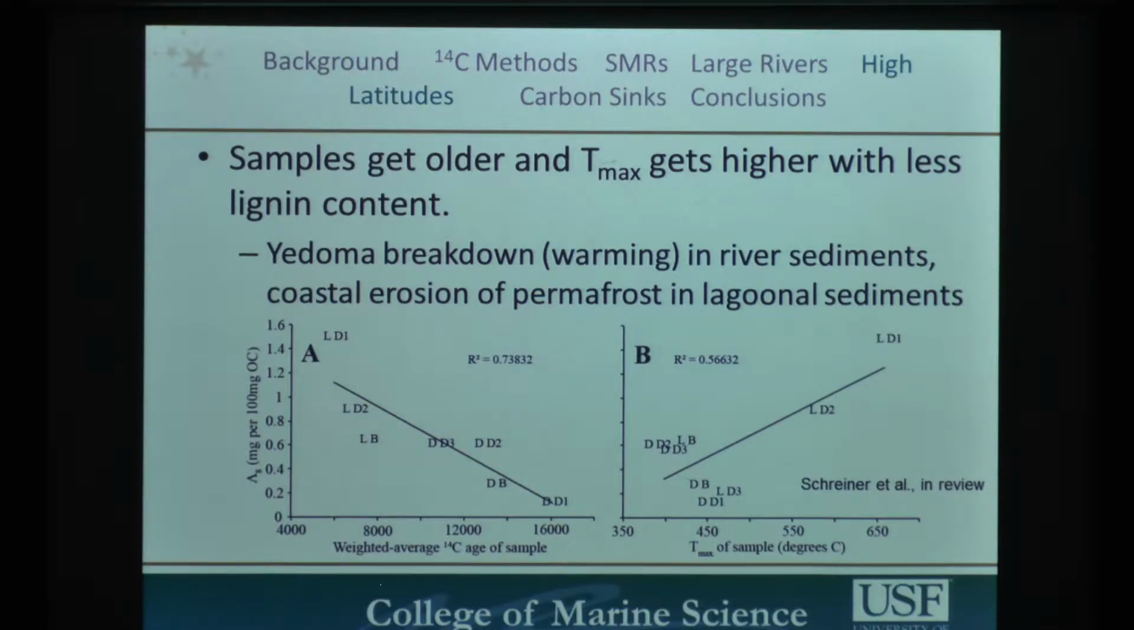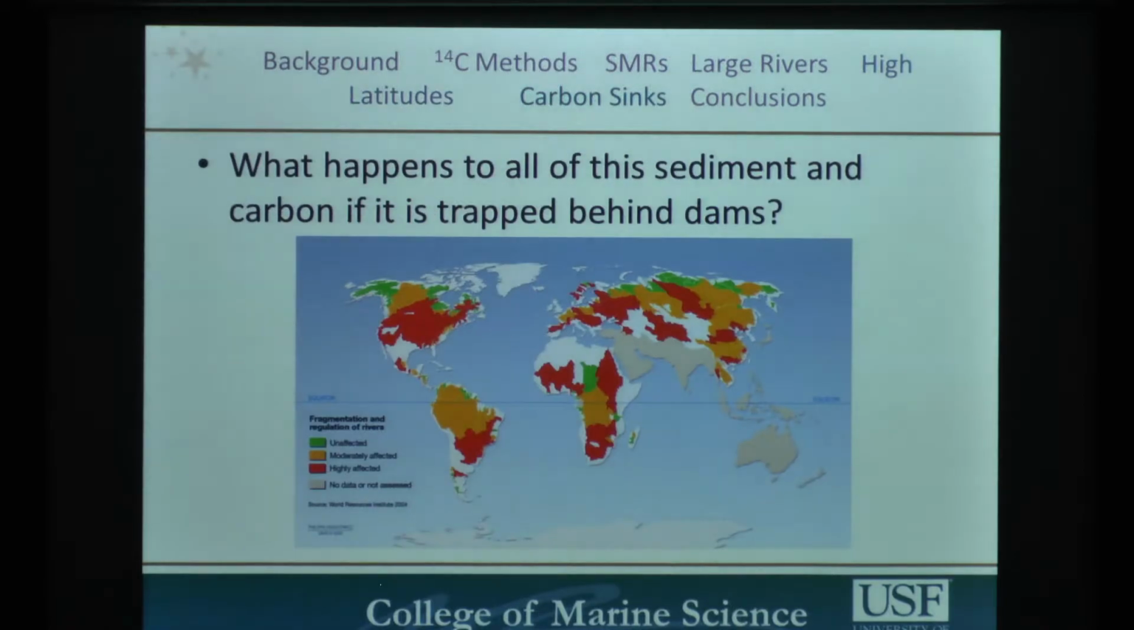Basically, to make a long story short, what we're seeing here is the breakdown of Yedoma deposits in the river sediments, which is probably related to warming. But in the lagoonal sediments, we don't see much evidence of this Yedoma, but what we do see is coastal erosion of permafrost. The permafrost and Yedoma have different lambda values here, and they're separating out pretty well. You see all the L's here and all the D's here. This is deltaic and this is lagoonal. So some pretty interesting results here. We just submitted these to GRL last week, actually.